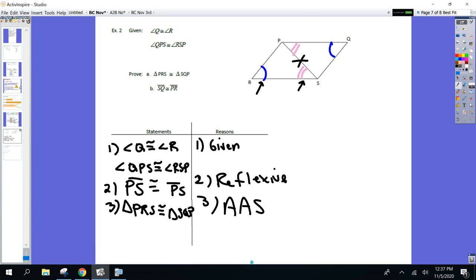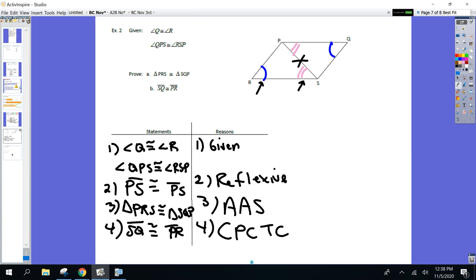And then, all right, if the triangles are congruent, look at part B. It's asking me why SQ has to be equal to PR. Well, because they're corresponding parts. And if the triangles are congruent, so are the corresponding parts, also known as CPCTC. Corresponding parts of congruent triangles are congruent. Questions there from you guys? That wasn't bad at all.